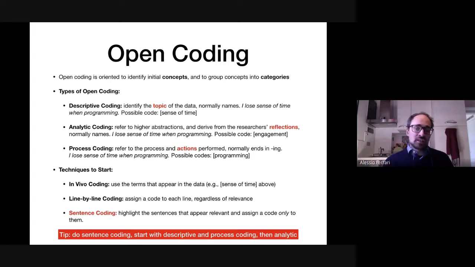Or sentence coding, which is the thing that is more likely for you to perform. So you highlight the sentences that are really relevant and assign a code only to them. This is a good balance between being quick and doing in-depth work. So the suggestion here is do sentence coding. Start with descriptive and process coding, so focus on the topic and the actions, and then pass to the analytic level. So in your Excel file, start with the descriptive and then reason on possible analytic coding.